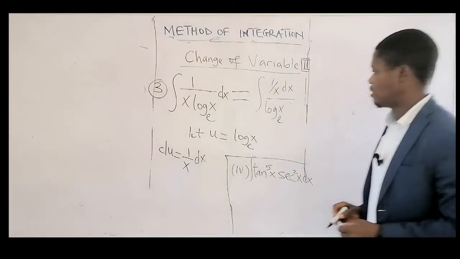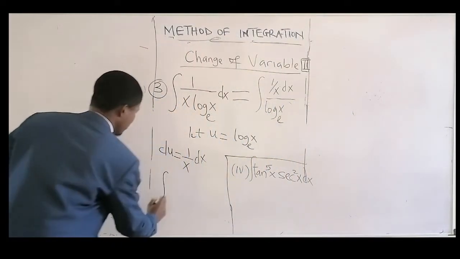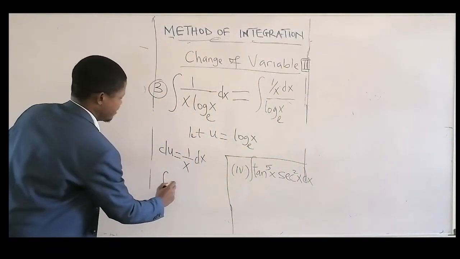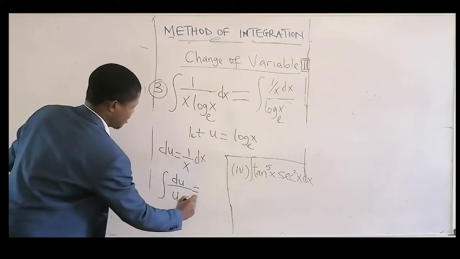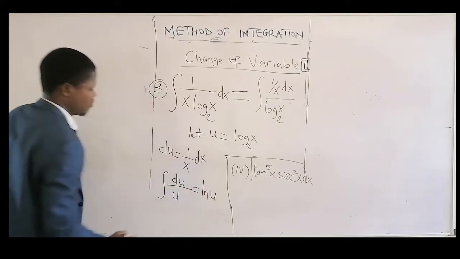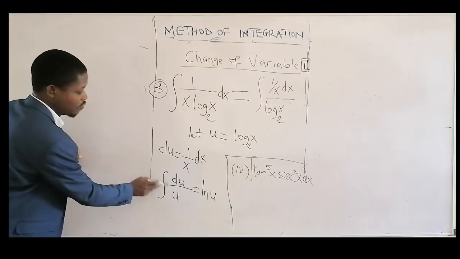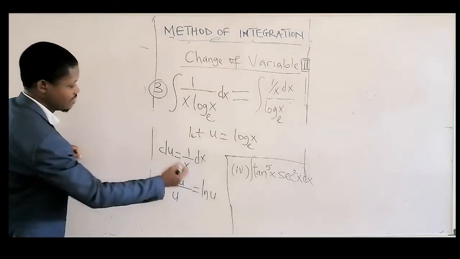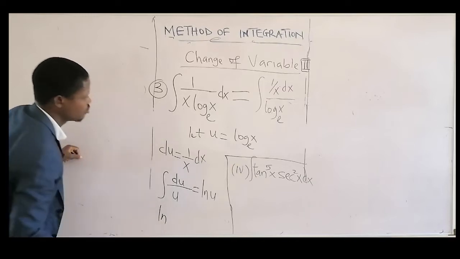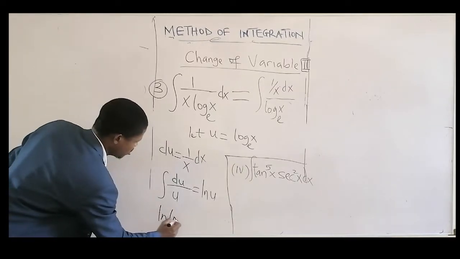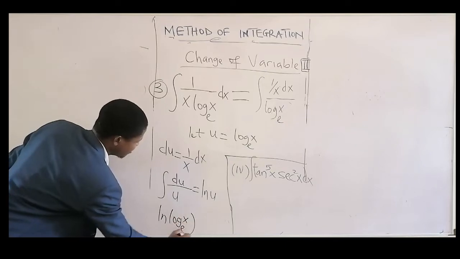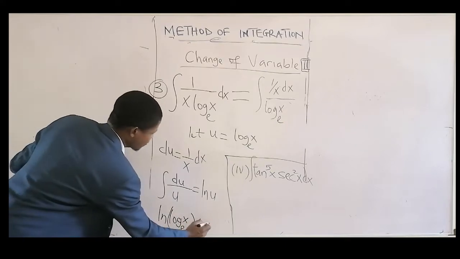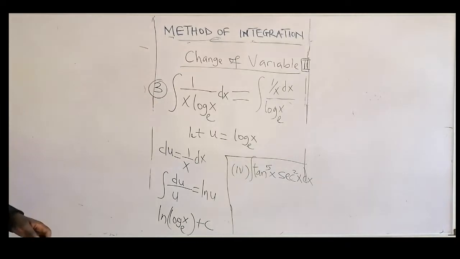Then our integral will now become du over u, and that's equal to what? ln u, because the integral of 1 over u is ln u. Then you can return back your u. Your u is what? Log of x to base e, and that is your answer plus c. So that's that on that.